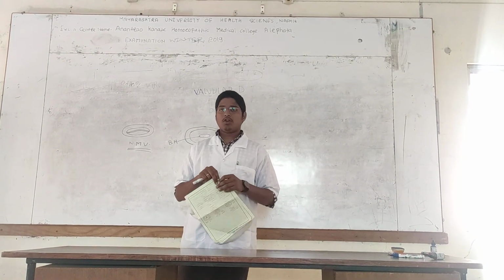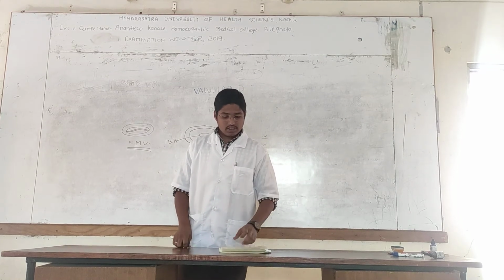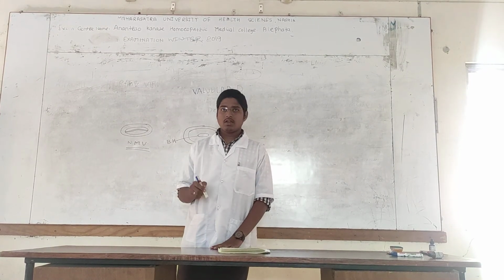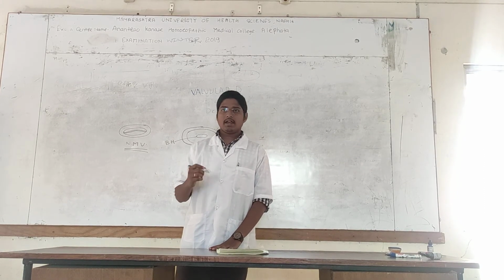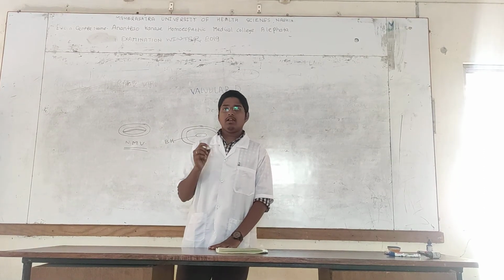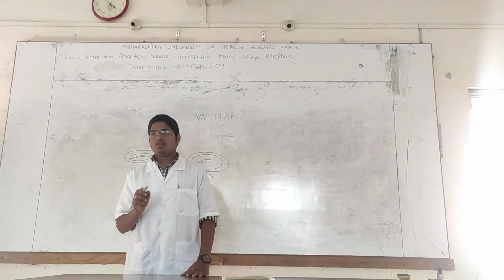Then what are the morphological features of carcinoid heart disease? Effect: pulmonary stenosis and also pulmonary regurgitation, tricuspid stenosis, tricuspid regurgitation, and lesions are limited only to the right side, not the left side.